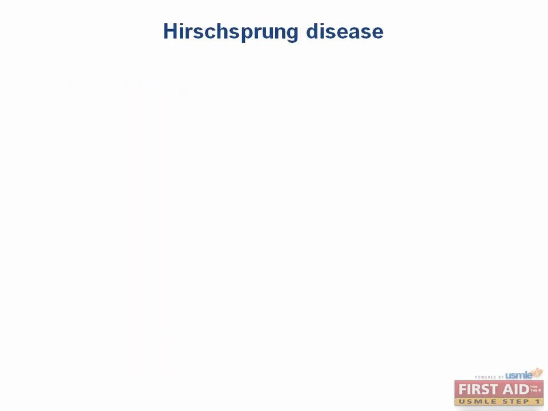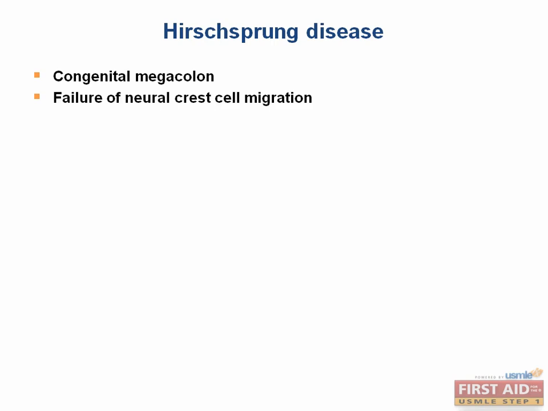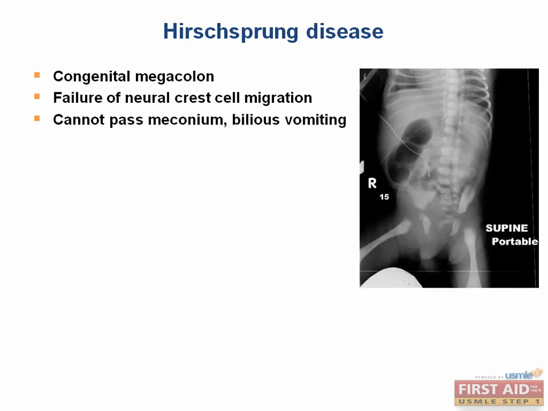Let's next talk about Hirschsprung's disease. Hirschsprung's is a congenital disorder caused by failure of neural crest cell migration to the distal colon. Megacolon develops because of the lack of ganglion cells that prevent the colon from relaxing to allow stool to pass. These are the Auerbach and Meissner plexuses. Babies have constipation and usually cannot pass meconium.